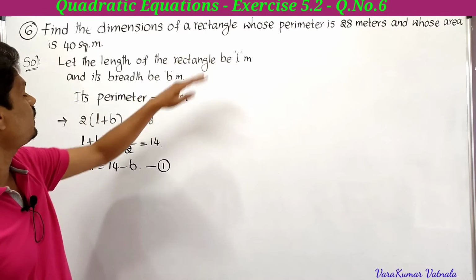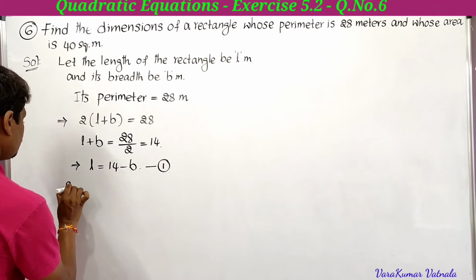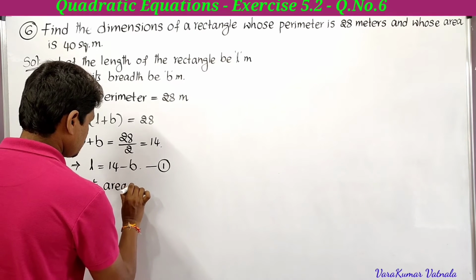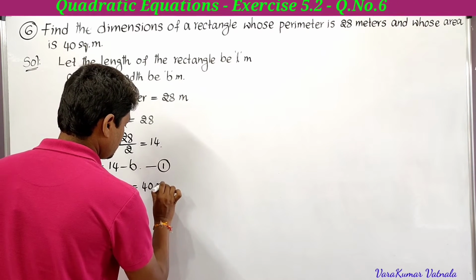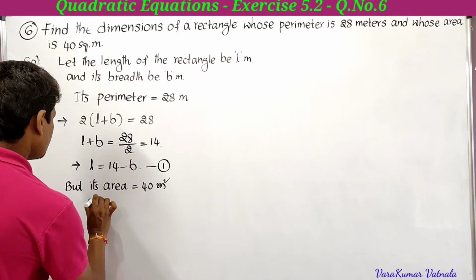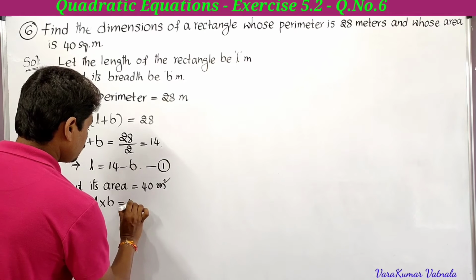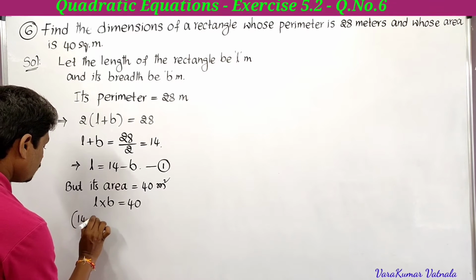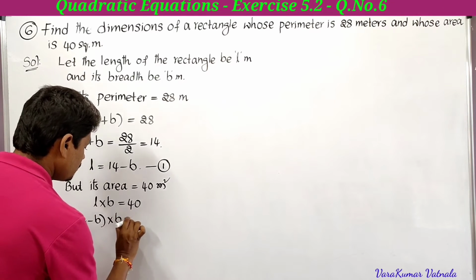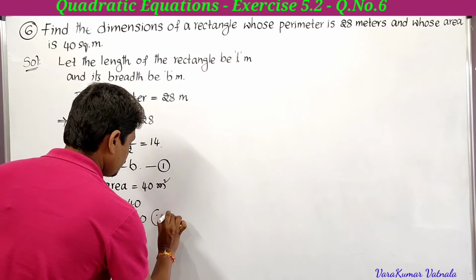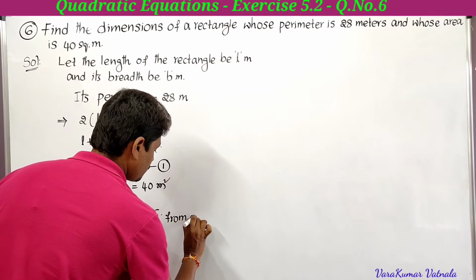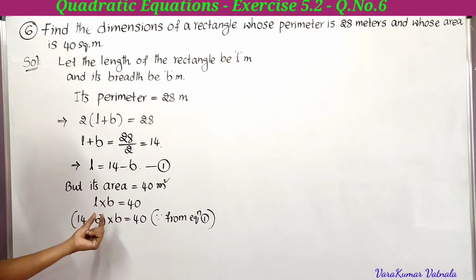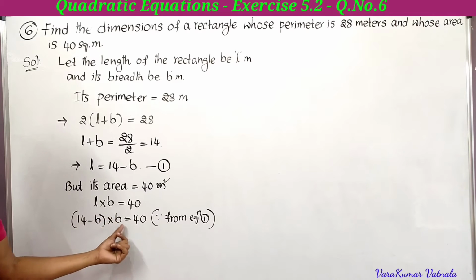And also it has given the area of the rectangle, which is 40 square meters. So what is the formula for area? Area of the rectangle, L into B is equal to 40. From equation 1, L is equal to 14 minus B. Instead of L, I have written (14 minus B) into B equal to 40.